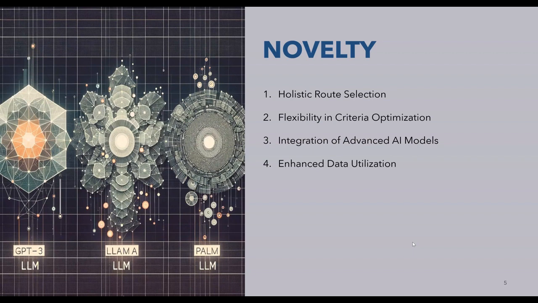Second one, flexibility and criteria optimization. Our solution offers flexibility in optimizing various criteria tailored for car travel routes. Third one, integration of advanced AI models. We used advanced LLMs for processing complex datasets and making route recommendations.